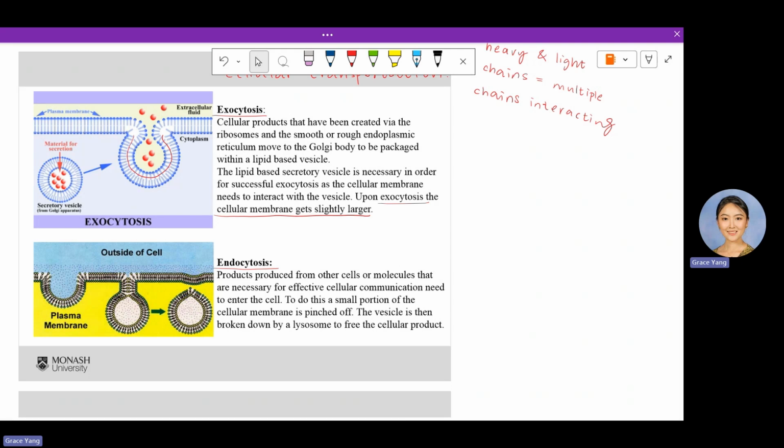So as cells take in molecules into the intracellular region, a part of the plasma membrane pinches in and enters the intracellular region of the cell. So that's going to make the cellular membrane get slightly smaller.